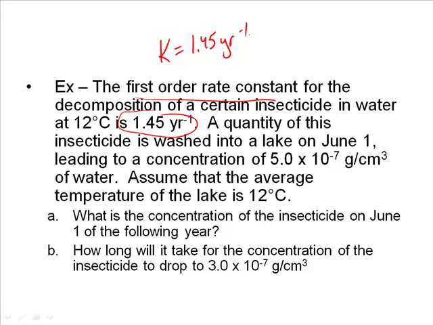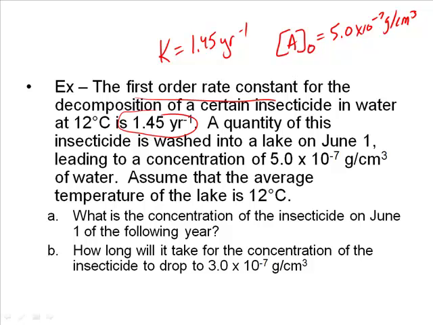It says a quantity of this insecticide is washed into a lake on June 1st, leading to a concentration of 5 times 10 to the negative 7th grams per cubic centimeter, or grams per milliliter of water. So that is our initial concentration. So the concentration of A at time 0 would be 5.0 times 10 to the negative 7th grams per cubic centimeter.